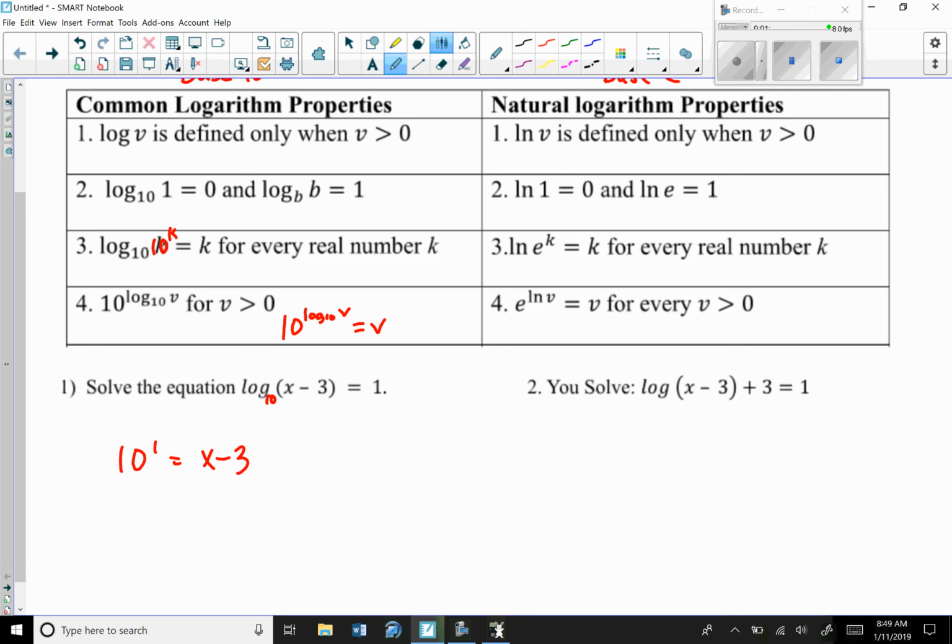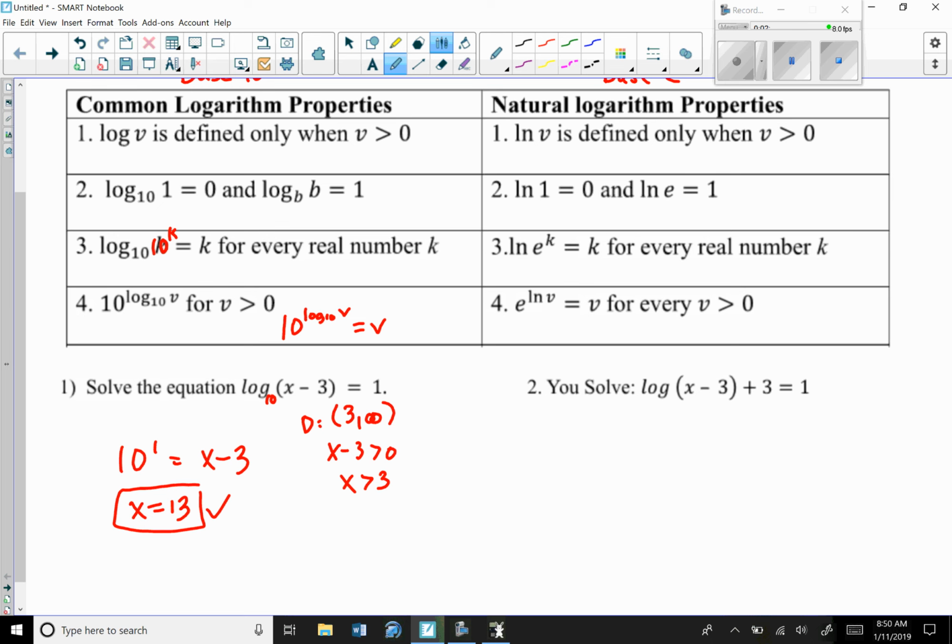So when we solve, we're just taking the 3 and adding it to the other side, so x is equal to 13. The reason I bring these problems up, though, is because we have to be careful, because remember, you cannot take the log of 0 or a negative number, so I have to make sure this is in my domain. So for my domain, I know that x minus 3 has to be bigger than 0, so that tells me that x has to be bigger than 3, so my domain would be 3 to infinity. This is in the domain, so it works out.